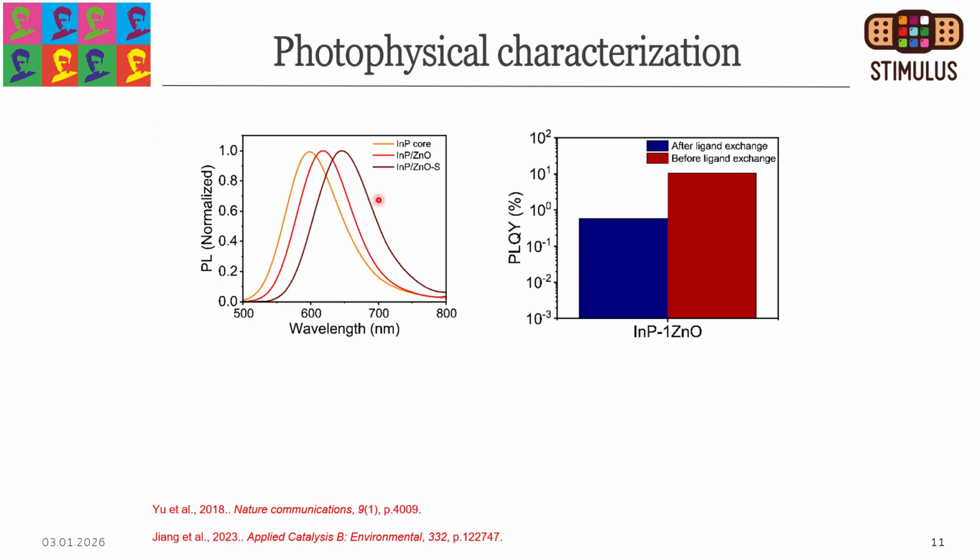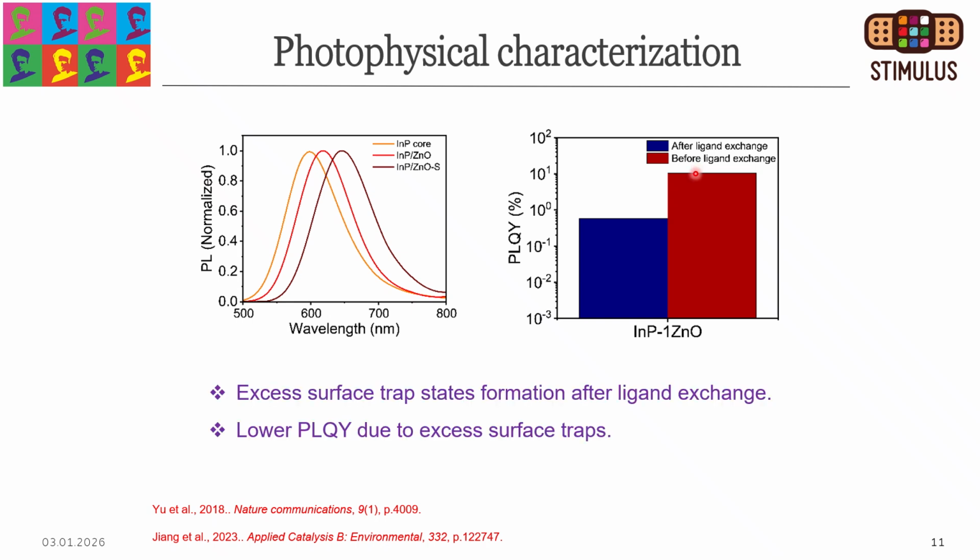And this red shift further increases after the sulfide ligand exchange. And here we can see that after the sulfide ligand exchange, the photoluminescence quantum yield also decreases. It is due to the excess surface space formation from the ligand exchange, due to which we observe the red shift, and also we observe that the photoluminescence quantum yield decreases.